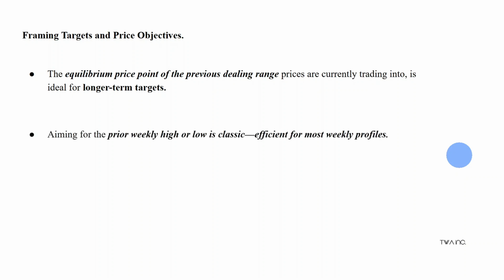aiming for the prior weekly high or low is classic. It is efficient for most weekly profiles, whether consolidation, seek and destroy, which is not advisable, or trending. This is a classic. You're trying to aim for the previous week's high or low.